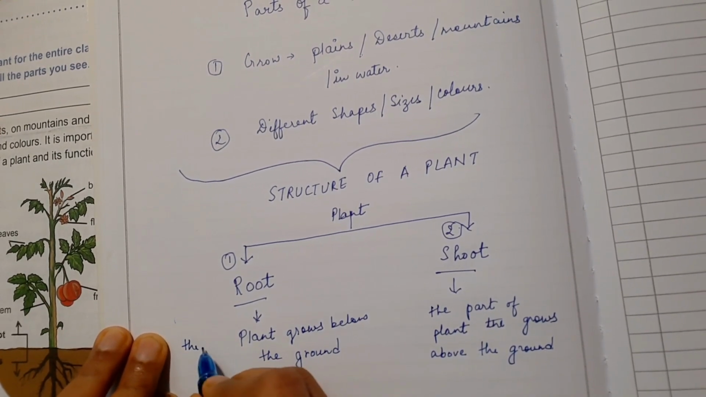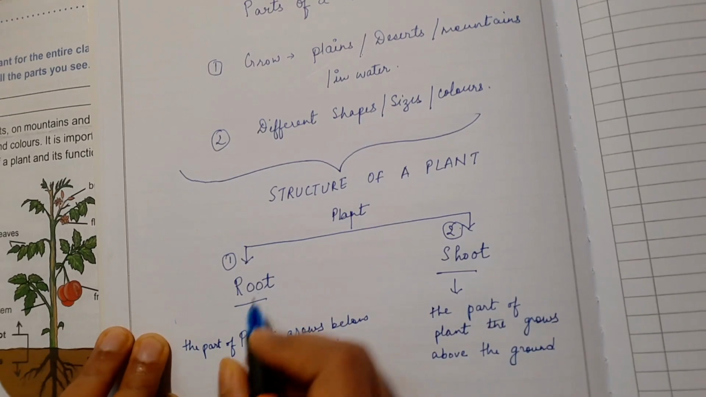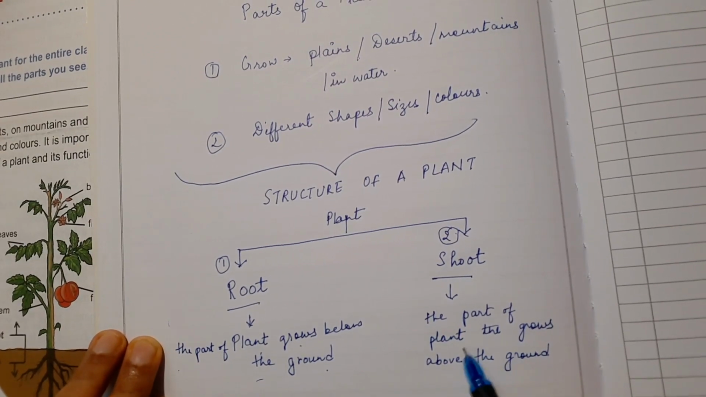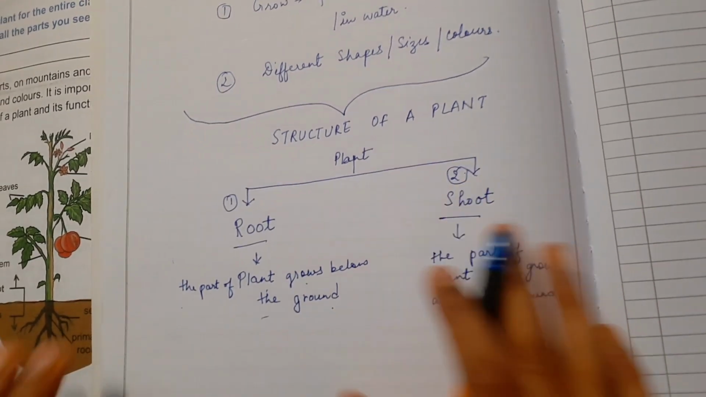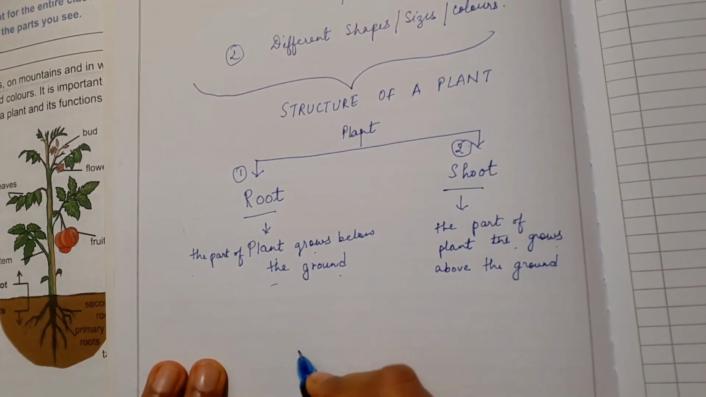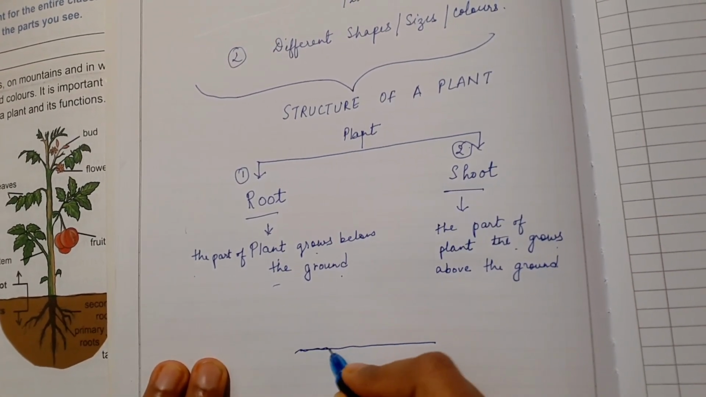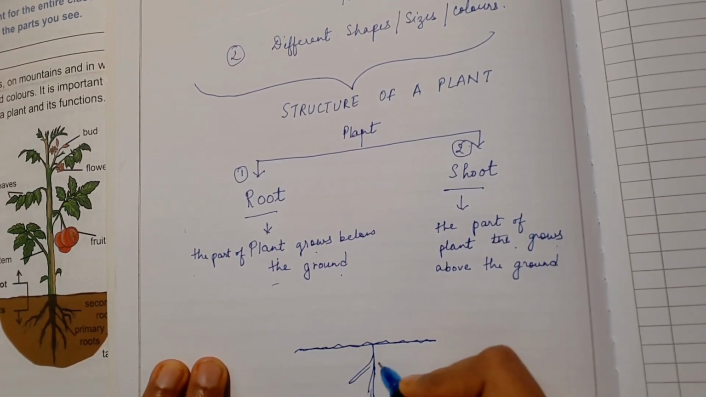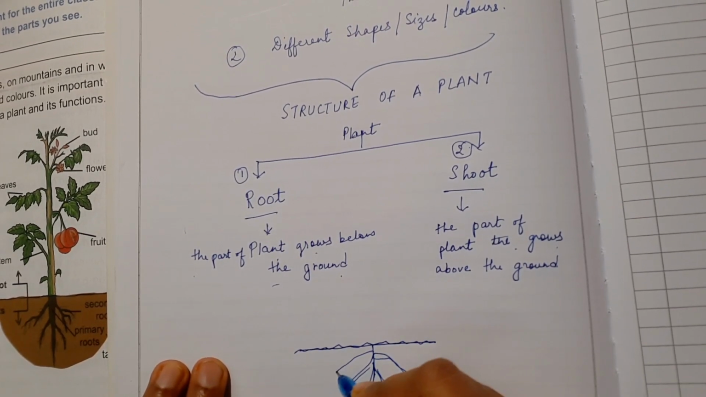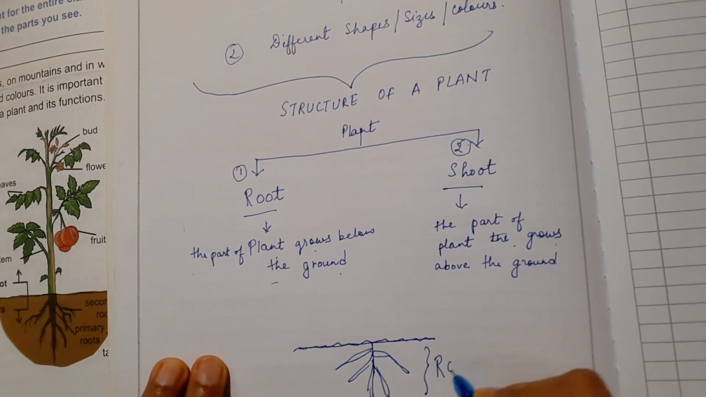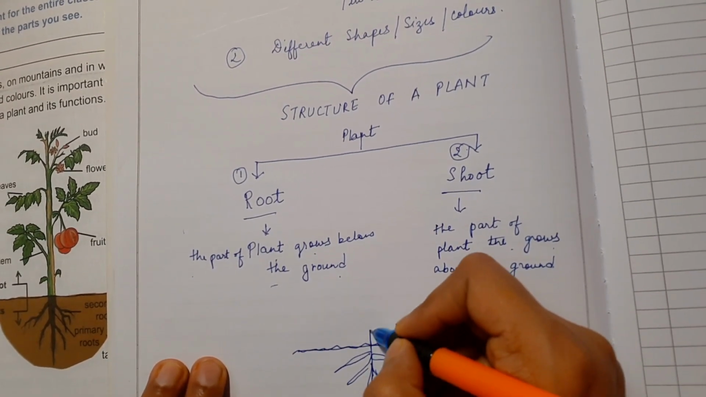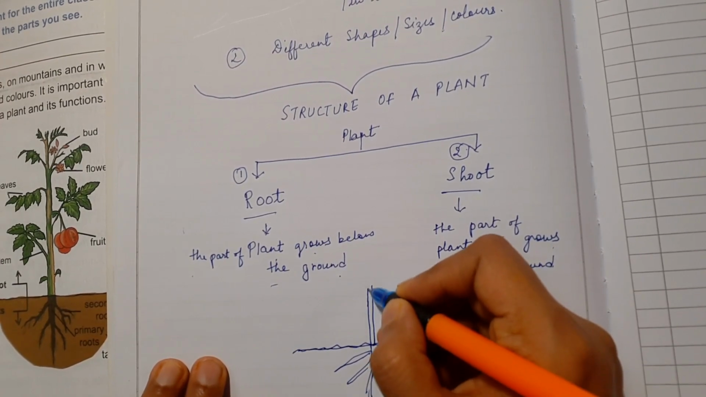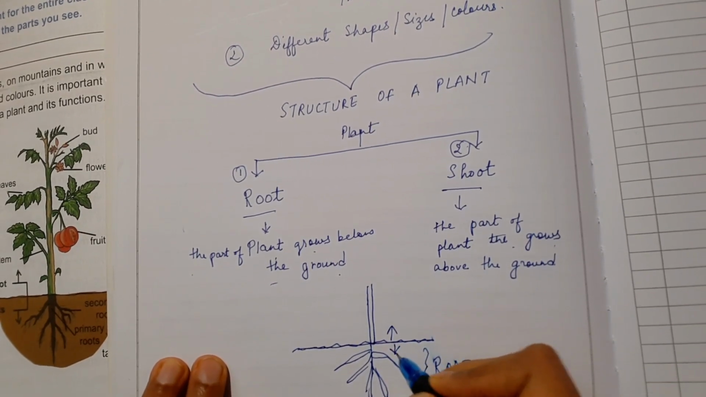So this is the part of plant. Root is a part of plant that grows below the ground. Shoot is a part of plant that grows above the ground. See, this is the ground. The lower portion is called root. The part of plant which grows above the ground, this is above, this is below.